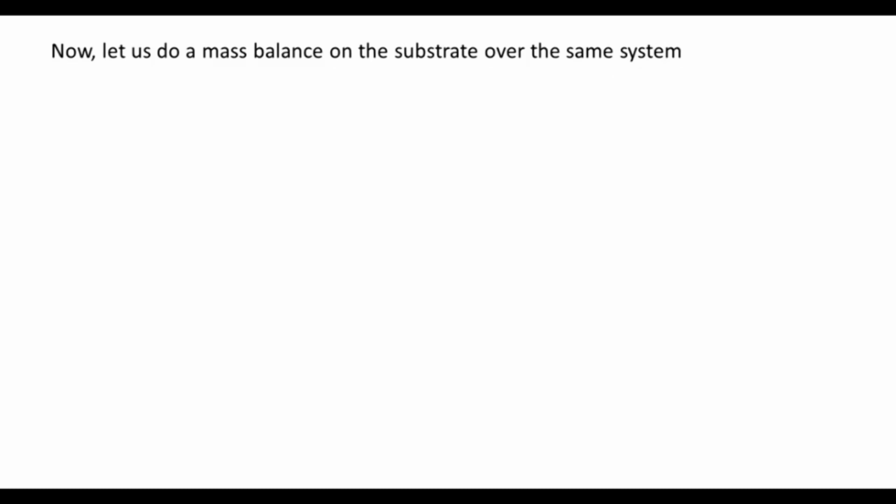We did total mass, we did cells. Now, let us do a mass balance on the substrate over the same system. Same balance, the complete balance equation here. We are going to focus on the substrate. There is an input, and there is an output, of course, of the substrate in these two streams. There is no generation of substrate. There, of course, is a consumption, and there is no accumulation because it is at steady state. All the time derivatives are 0.